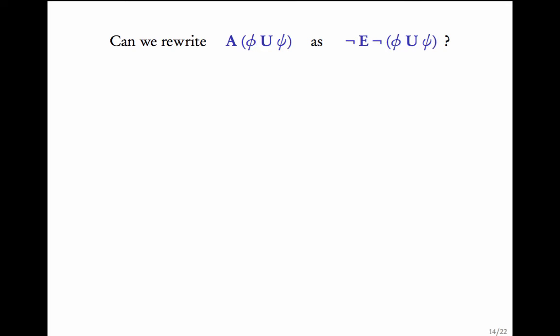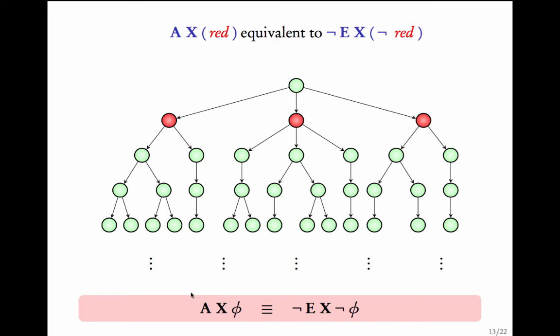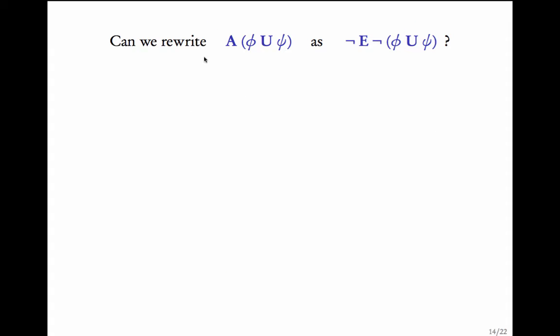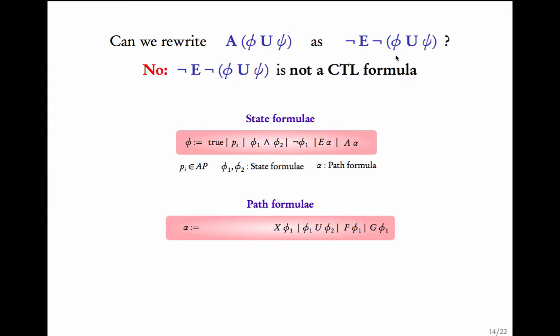What about A of phi until psi? Here we were talking about AX phi. Suppose we have A of phi until psi. It says that every path satisfies phi until psi. So can we rewrite it as it's not the case that there exists a path which does not satisfy this formula? Well, the meaning is the same. This formula and this formula mean the same. However, this thing, not of E of not phi until psi, is not a CTL formula. This is a CTL star formula.